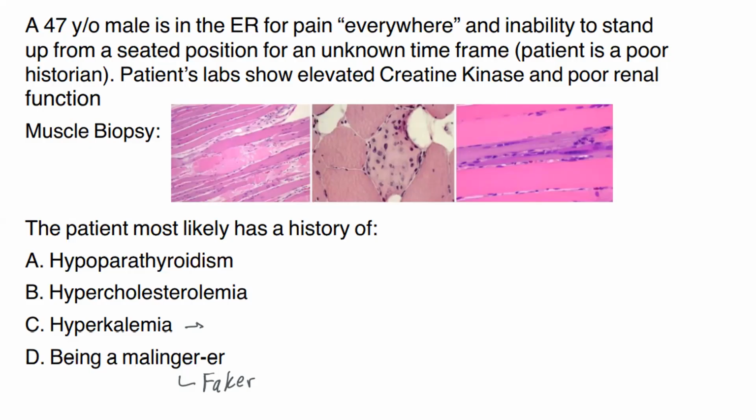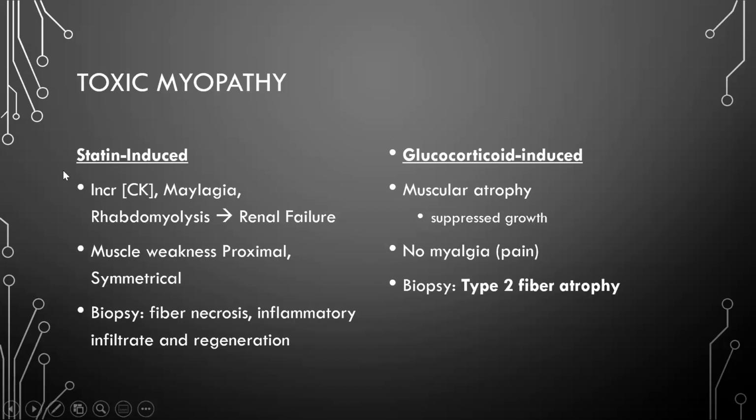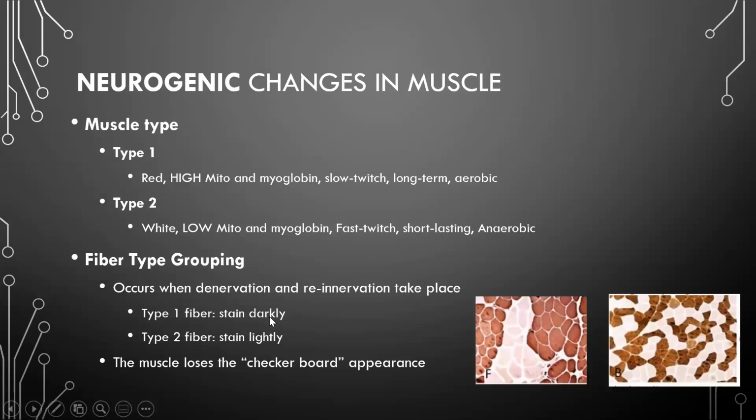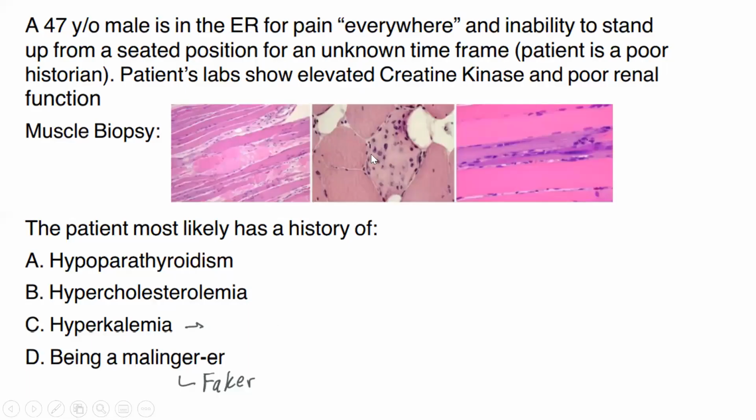We go through our answers and choose. I don't have the answer on here, but this is going to be B, hypercholesterolemia, and I'll come back up here and explain. Statin induced is for treating that. You have that renal failure, and you have fiber necrosis and infiltrate. Coming back down here, we have fiber necrosis and that inflammatory infiltrate right in here as well, trying to regenerate those muscle fibers, and also elevated CK and the poor renal function. Poor renal function should have really stuck out to you right there. Any questions on that?